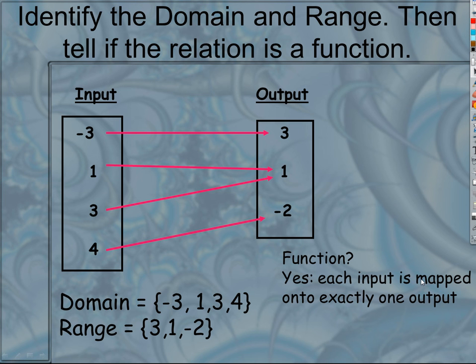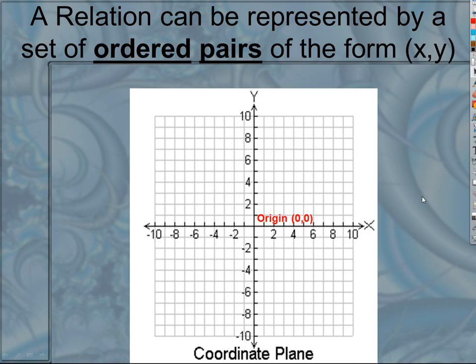Function. So yeah, it actually works. Each input is mapped onto exactly one output, so we're fine. Now there's a visual test we can do. If we have a graph of a function or a relation, there's a visual test we can do to see if it is or is not a function. Now let's graph these ordered pairs.